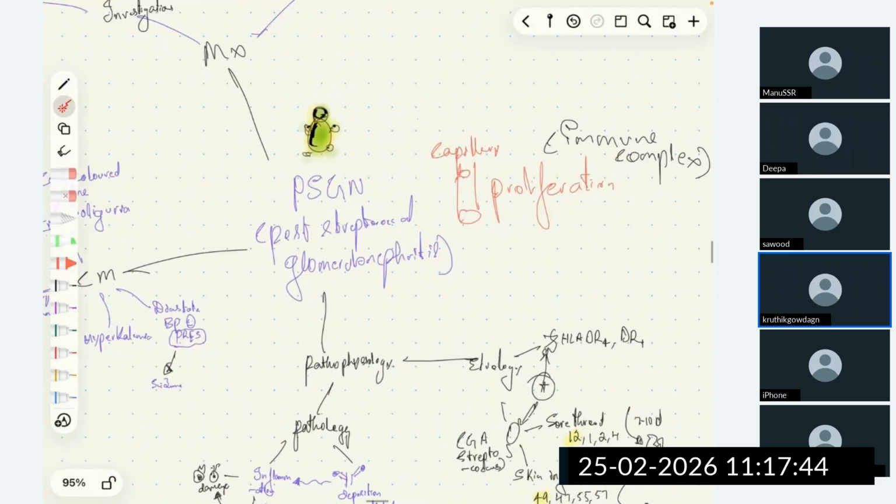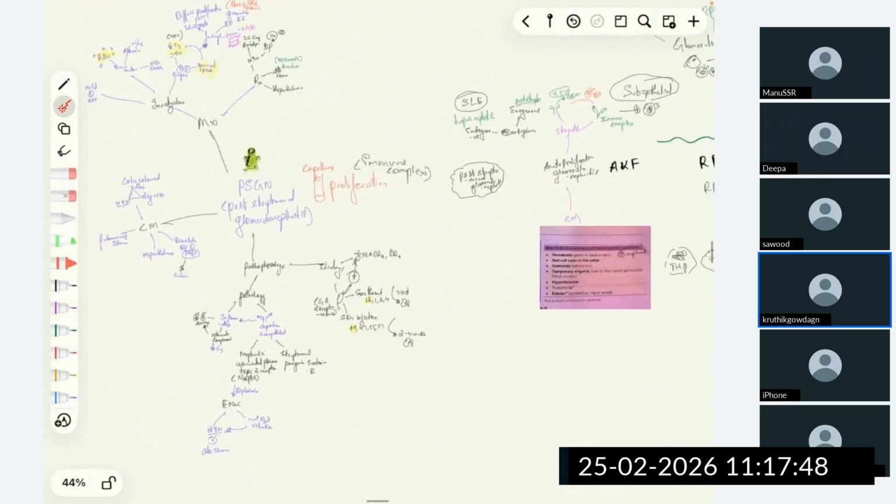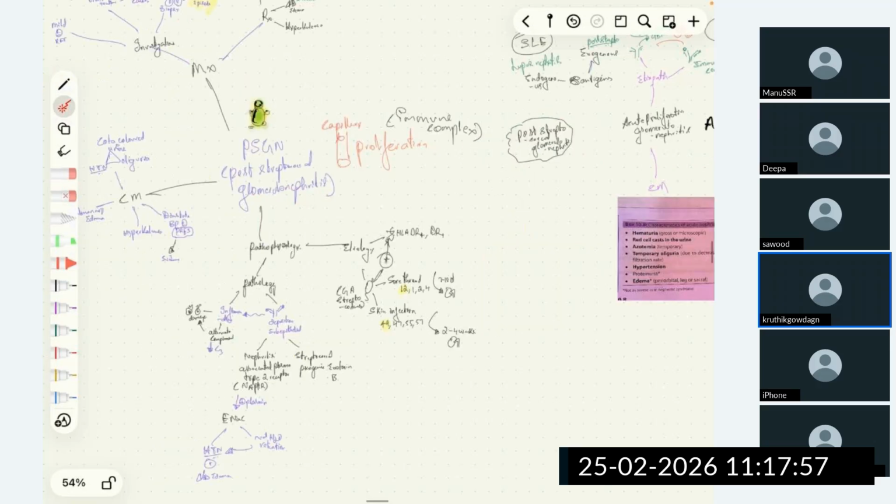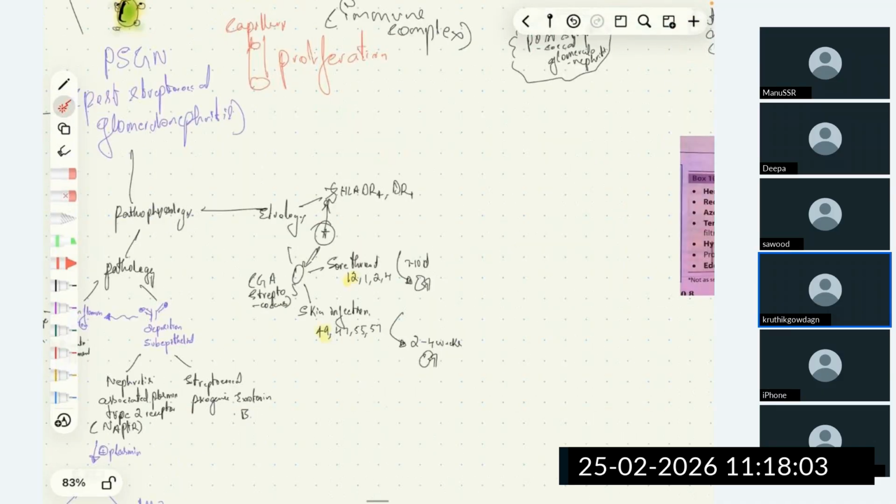The post-streptococcal glomerulonephritis, we saw it's due to exogenous antigen causing immune complex deposition. First, we'll see post-streptococcal glomerulonephritis etiopathogenesis. What is the etiology of post-streptococcal glomerulonephritis?